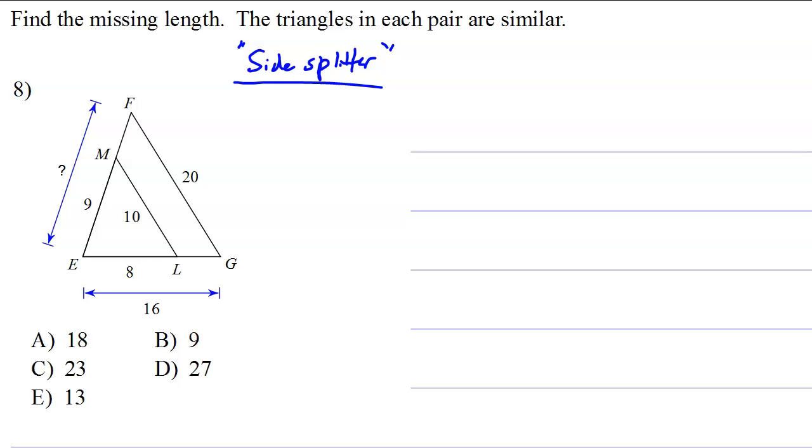Using the side splitter theorem, we can basically do, so if I look at this bottom piece right here is 16. All right. Well, they told me that E to L was 8. So going 16 minus 8 will give me this other piece. So those two, even though it doesn't really look like it, those two are exactly the same, which means that the sides get split proportionally. So if this is 9, that means this piece also has to be 9.